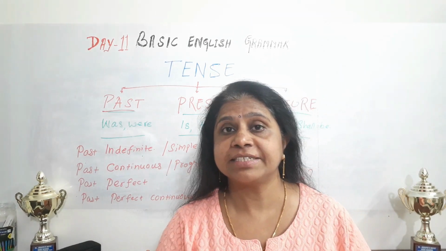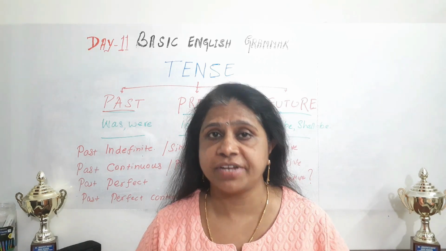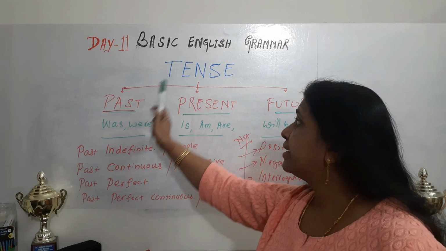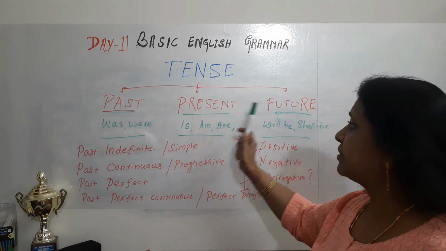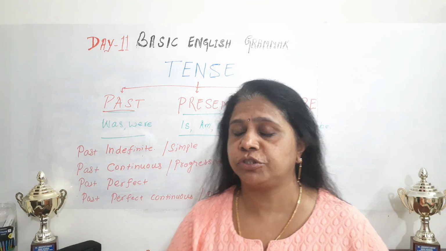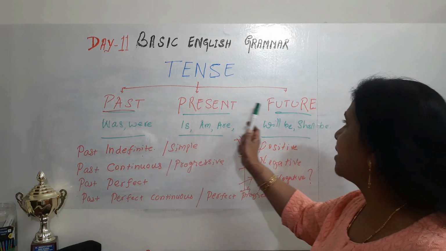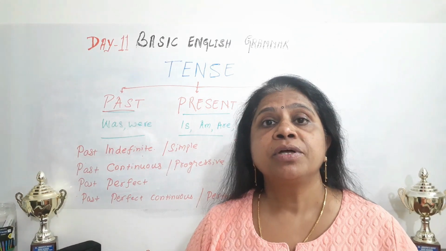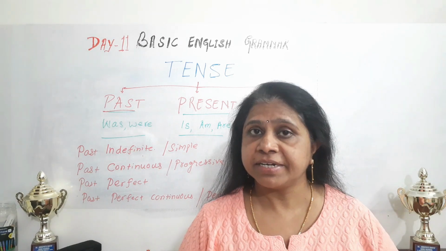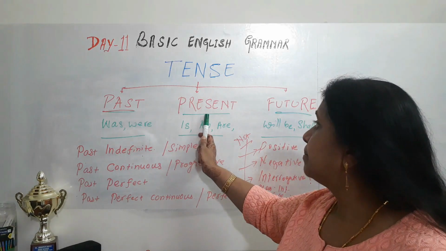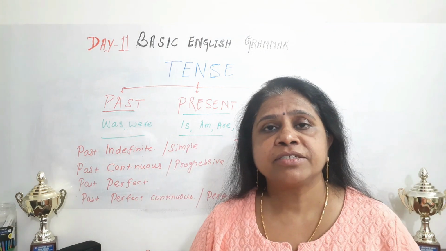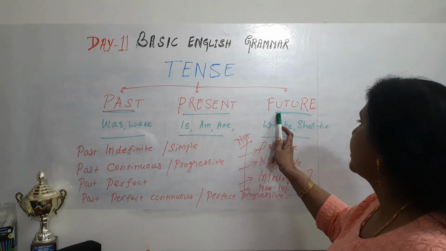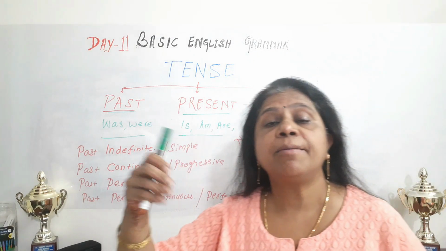Alright, so let us understand what is tense and the types of tense. Tense, as I mentioned, has three types: past, present and future. Past refers to the thing which is already completed, present is for the current situation, and future refers to the coming situation.